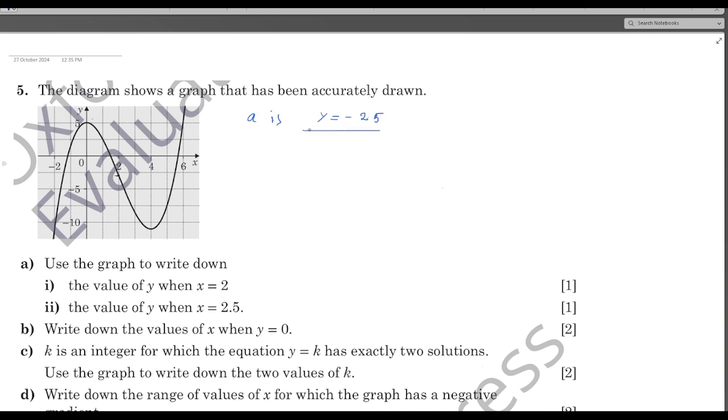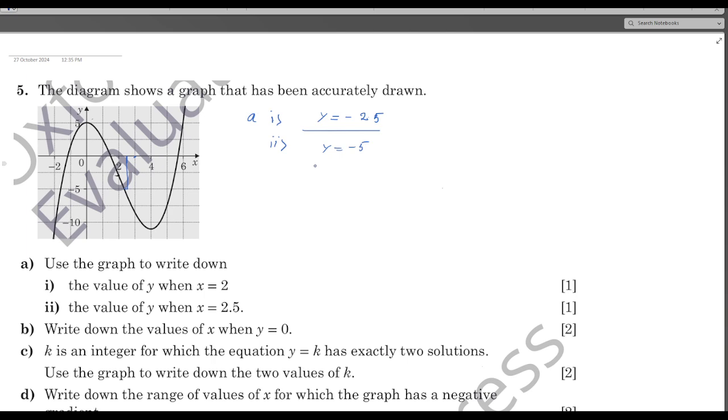Second question: the value of y when x is 2.5. When x is 2.5, this point is 3, so 2.5 is somewhere here. Now if I draw a vertical line from here, I can see that it is intersecting somewhere about minus 5. So I will say that y is equal to minus 5. Now part B: write down the value of x when y is 0.